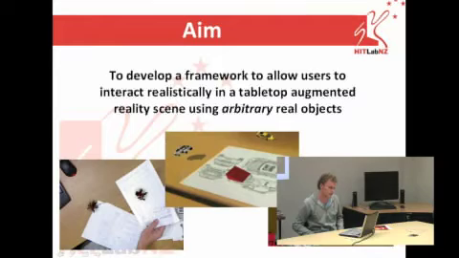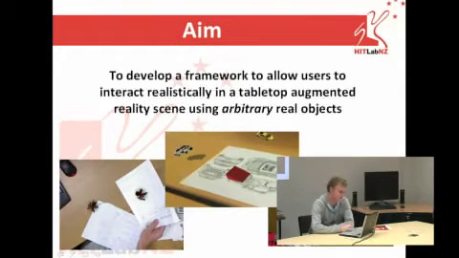I'm going to talk a bit about different ways that people have enabled real-world objects to interact in AR scenes. There's 3 main methods: marker-based, model-based, and appearance-based. The main difference between these methods is how they turn observations into computer models of the real world.